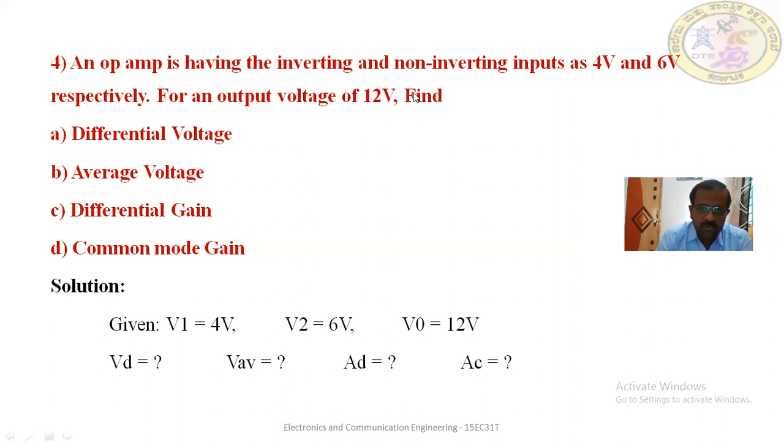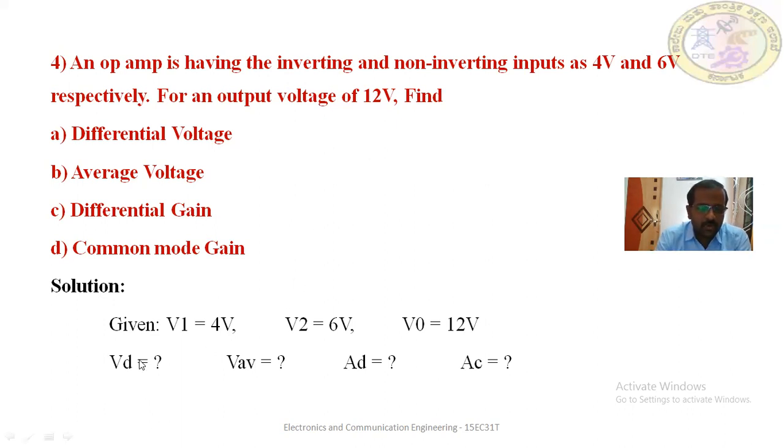So what is he asking to calculate here? He is asking to find the differential output voltage, VD is to be calculated. He is asking to calculate the average voltage, VAV is to be calculated. He is asking to calculate the differential gain, AD is to be calculated, and he is also asking to calculate the common mode gain, AC is to be calculated. All of these four parameters are to be calculated here.